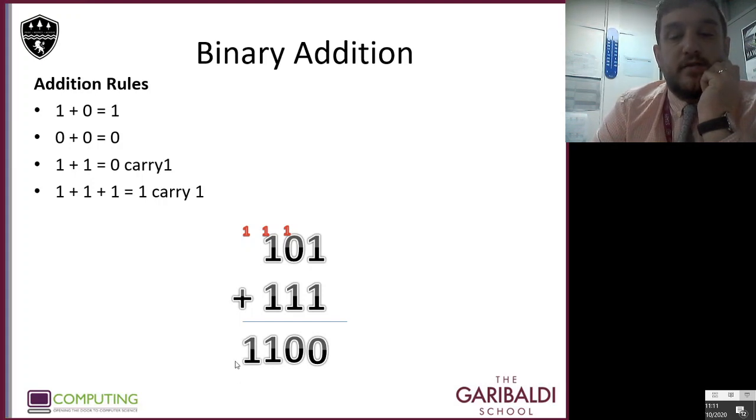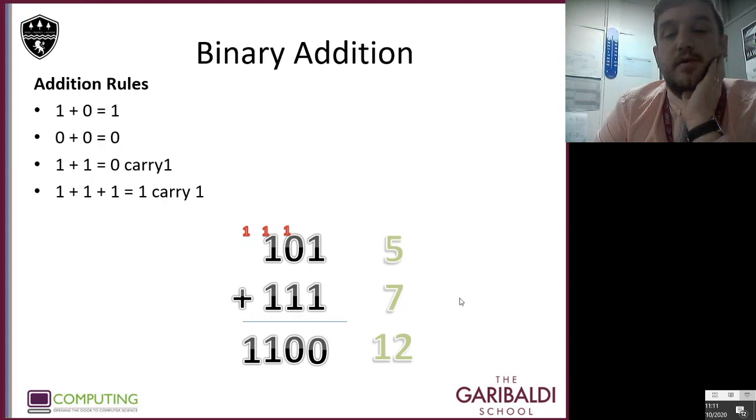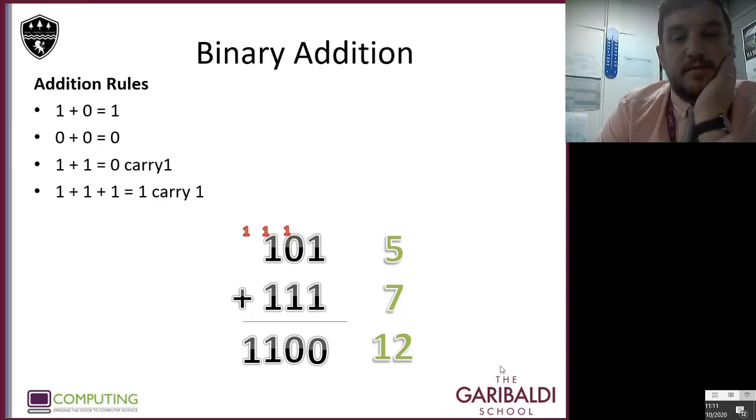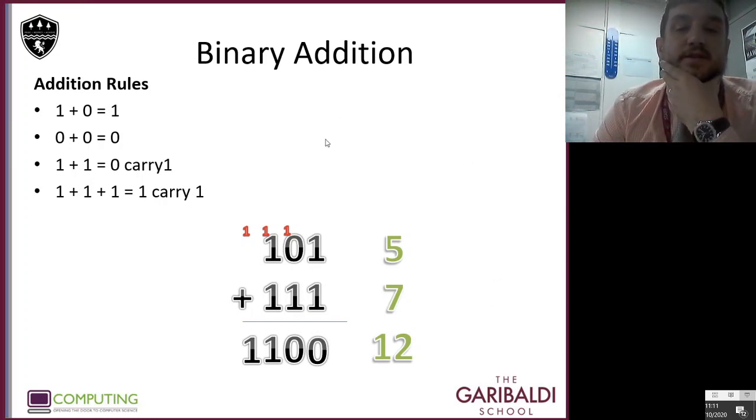So our answer is 1 0 1 add 1 1 1 equals 1 1 0 0. Now if we work that out, we did 5 add 7 equals 12. So if we convert it into decimal, we can see the math works. So that's the technique you need to use when you do binary addition.